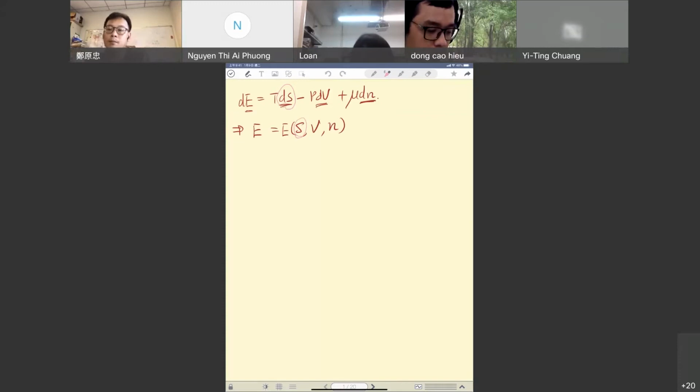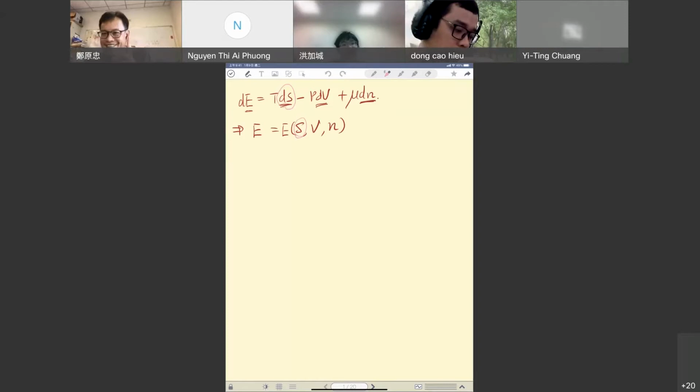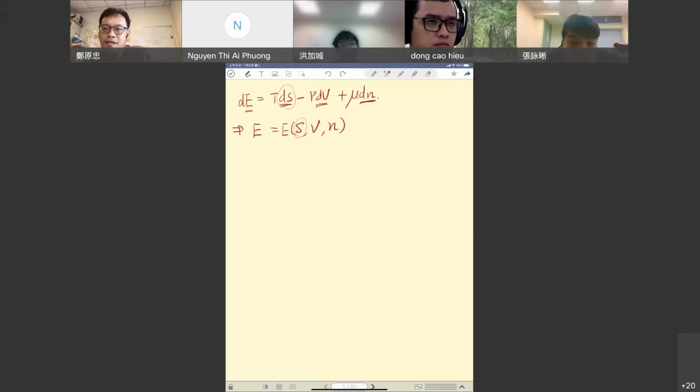In what kind of process is the change of entropy very clear? Adiabatic. Not only adiabatic, but also reversible. That's right. Okay. Good. Change in entropy is only apparent when you have a reversible process, because you need a reversible process to calculate entropy. Reversible and adiabatic.